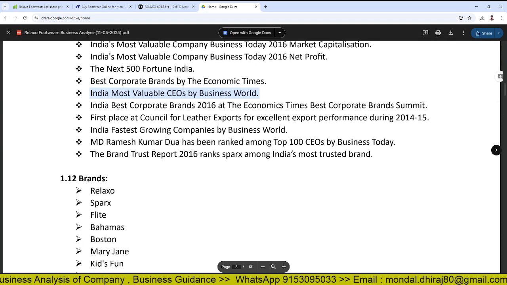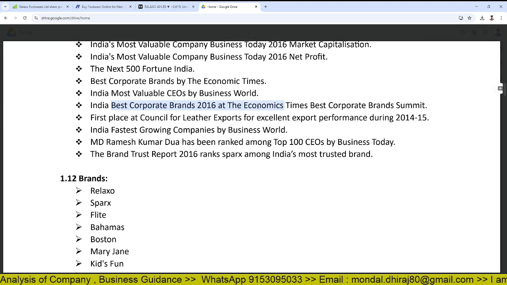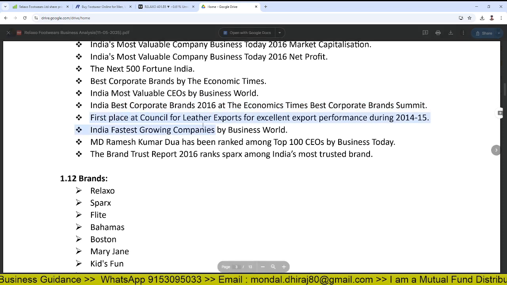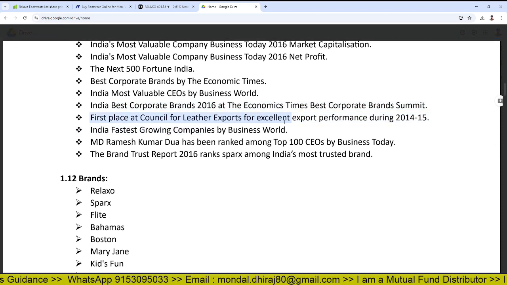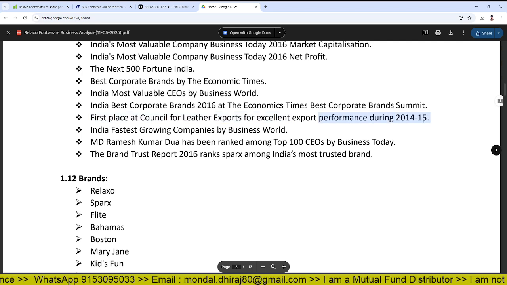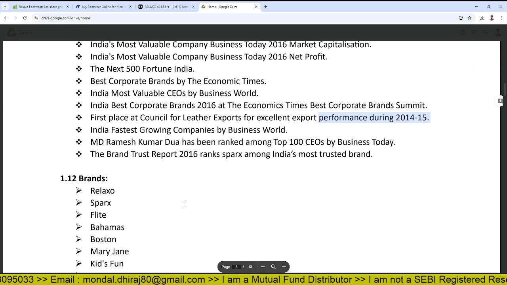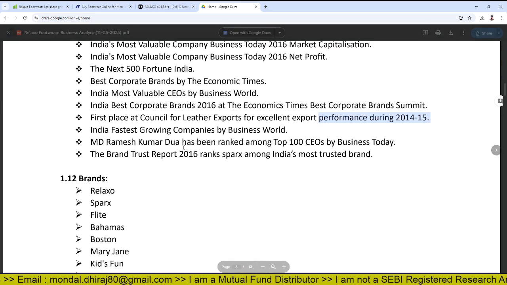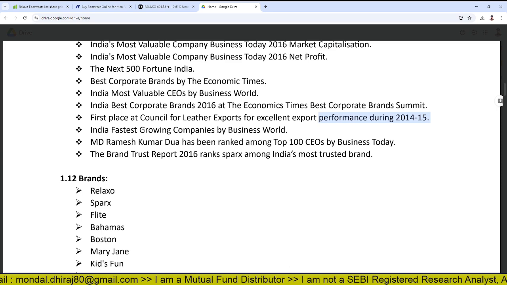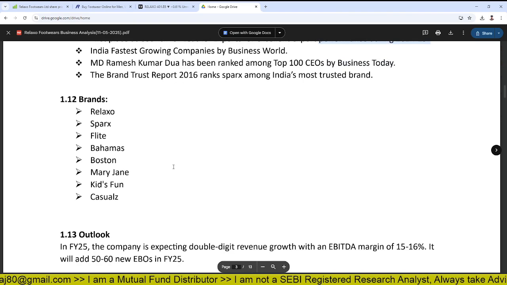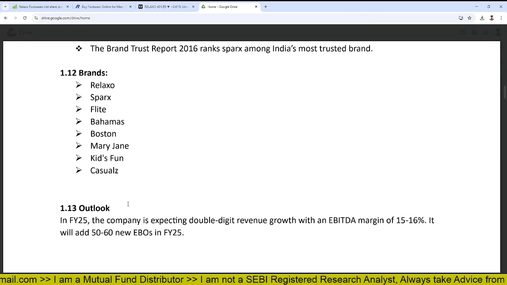India's best corporate brand 2016 at the Economic Times Best Corporate Brand Summit, the first place at Council of Leather Export for excellent export performance during 2014-15, and so on. The MD Ramesh Kumar Dua has ranked among the top 100 CEOs by Business Today, and lots of awards you can see. What are the different brands?